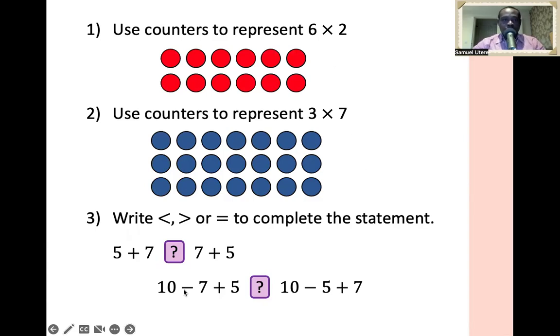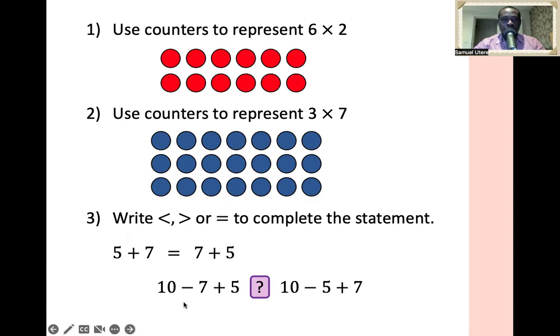Now, here you're asked to write less than, greater than, or equal to complete the statement. So 5 add 7, and then here you have, we're asked to put the relational symbol here. That should be equal because remember, addition is commutative. So we simply swapped around the numbers, and our answer remains the same.